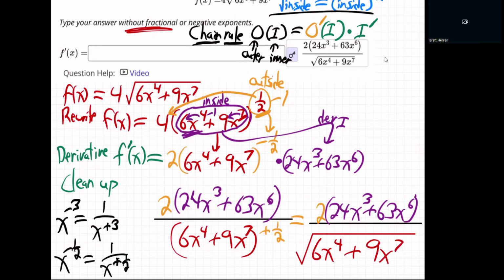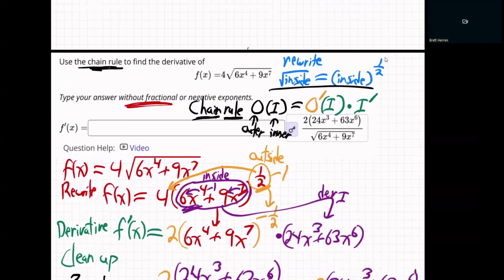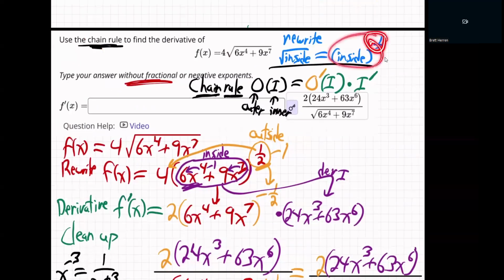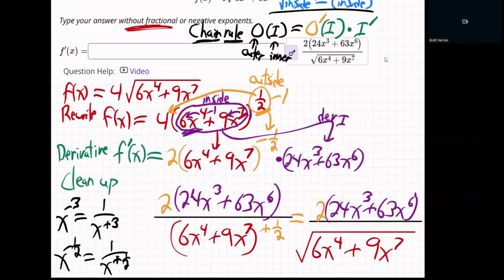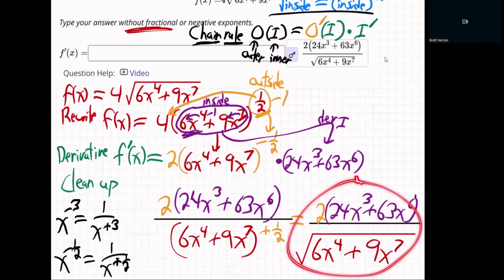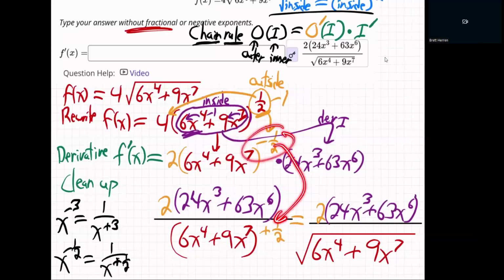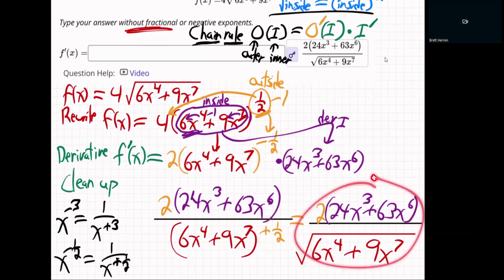Because that's what a half power means, as we talked about earlier. A half power on anything means the square root of that thing. And they want us to write it this way because they said no fractional powers, no negative powers. So we first had that negative power, had to jump to the bottom and become positive, and then we say, okay, now a half power is a root. So here it is, the answer, no negative powers, no fractional powers. That's exactly what we see they have right there. So that's how we do that.